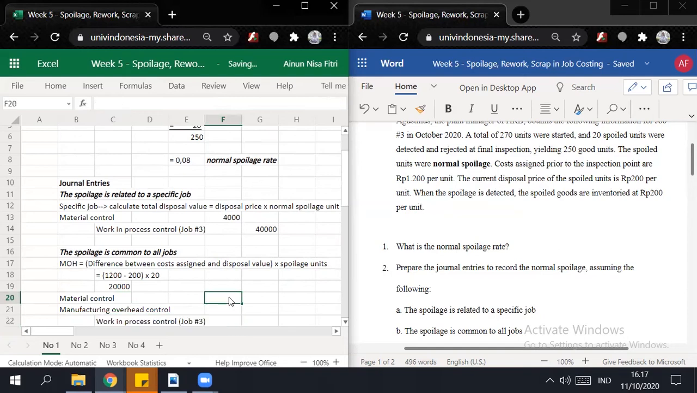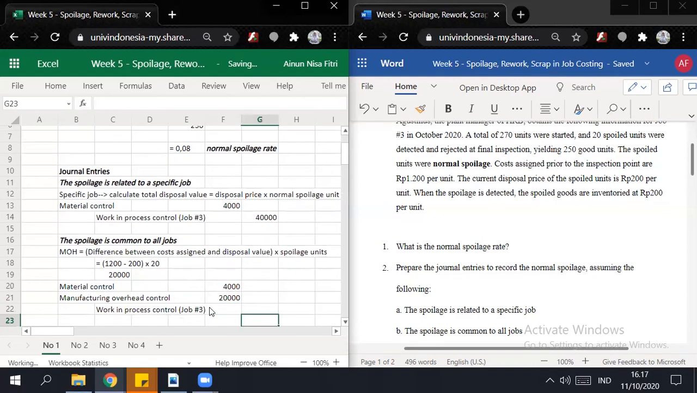For materials control, it is the same as the first one. When we calculated the spoilage related to a specific job, you only need to copy the number, which is 4,000. And for manufacturing overhead control, it's 20,000, just like our calculation before. And for work in process, we only need to sum materials control and manufacturing overhead control.